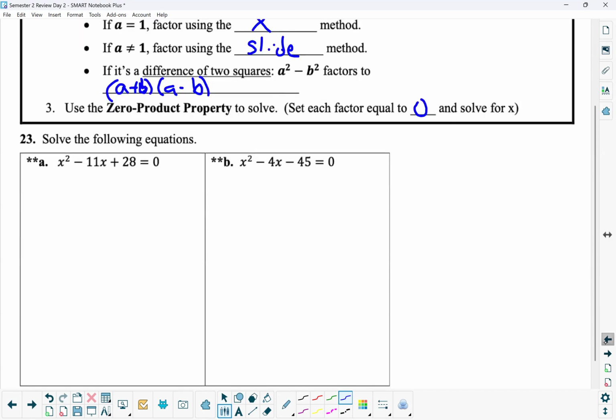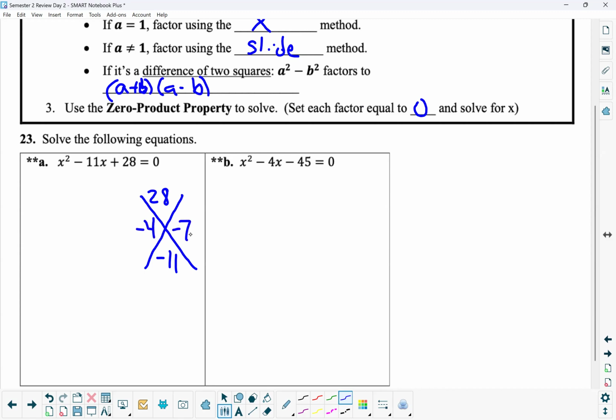So here we go, 23a. I do not have a greatest common factor other than 1, and a is equal to 1, so I can use the x method. I need to find two numbers that multiply to 28 and add to negative 11. Because they multiply to something positive, my numbers have to have the same sign, and they add to something negative, so both numbers have to be negative. Two numbers that multiply to 28 and add to negative 11: negative 4 and negative 7.